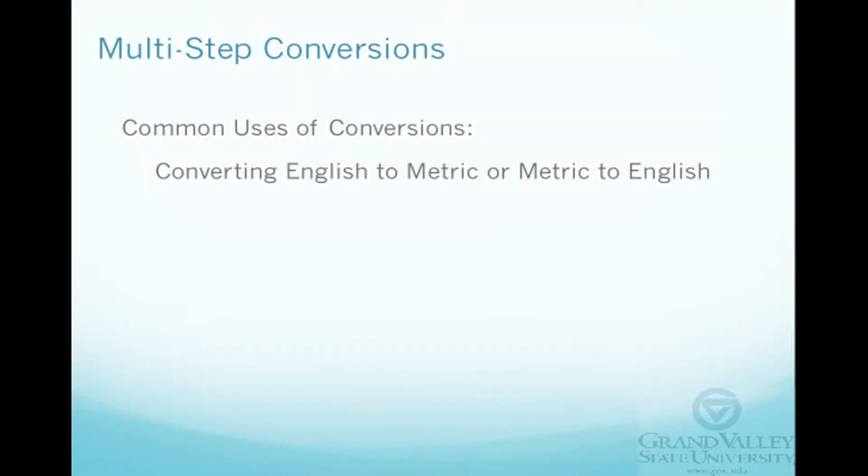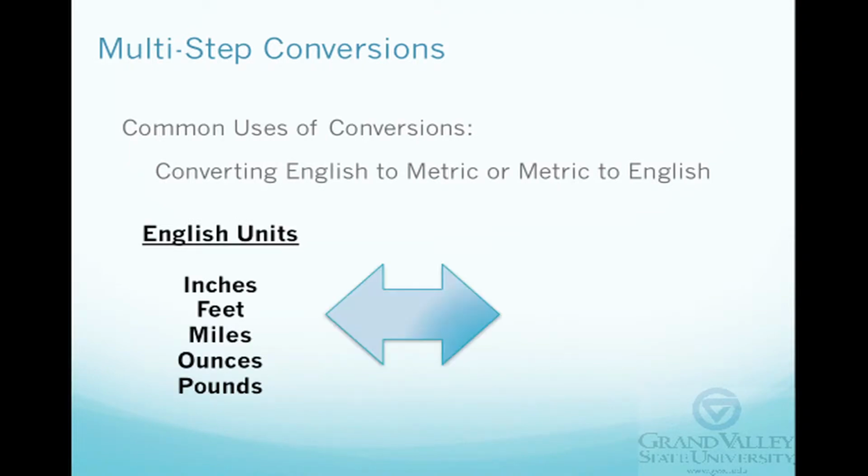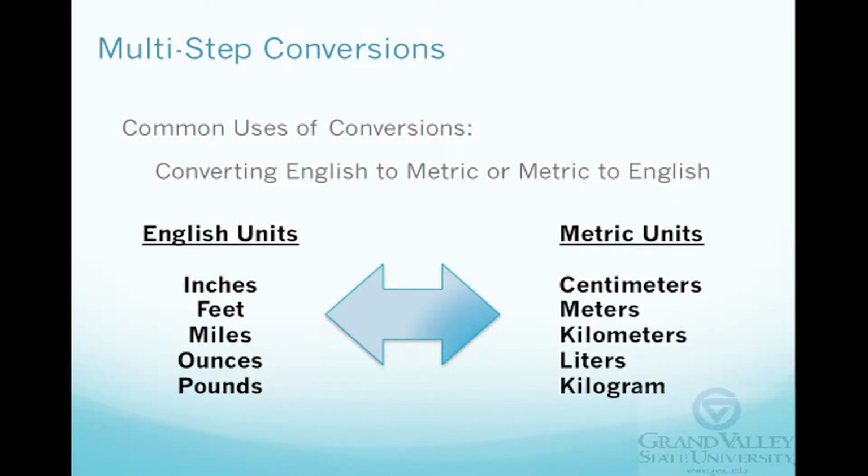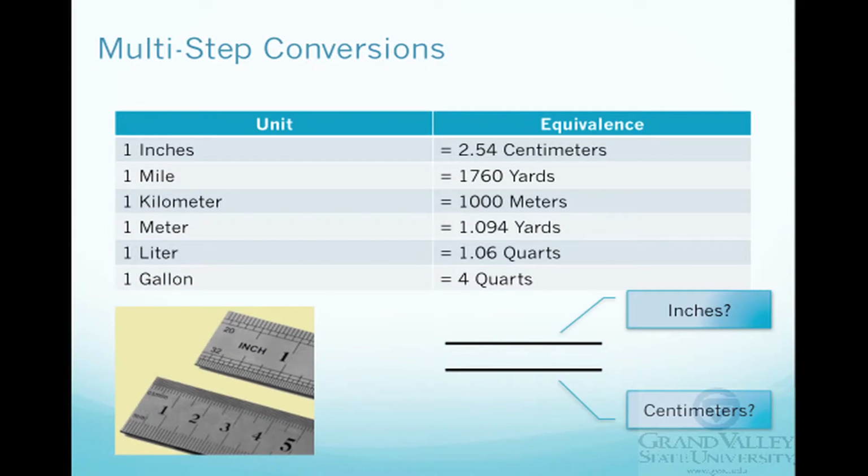One of the most common uses of conversions is taking a measurement in English units and converting it into metric units, or vice versa. Examples of this would be converting inches into centimeters or liters to ounces. The key to solving these problems is knowing the conversion factor that applies to the situation. Here are a couple examples of conversion factors.